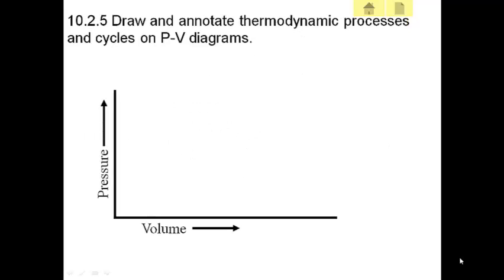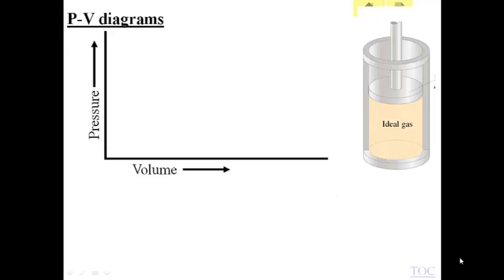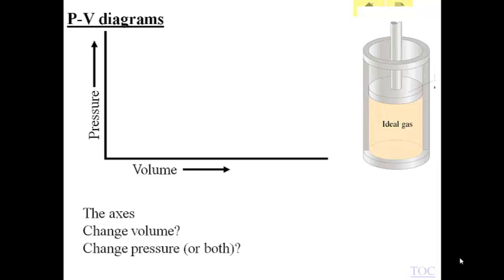We have to draw and annotate thermodynamic processes and cycles on PV diagrams. Pressure against volume. Here we have an ideal gas. We're going to look first at the axes. Pressure is the vertical axis, volume is the horizontal axis. What happens when we change the volume or change the pressure or both?